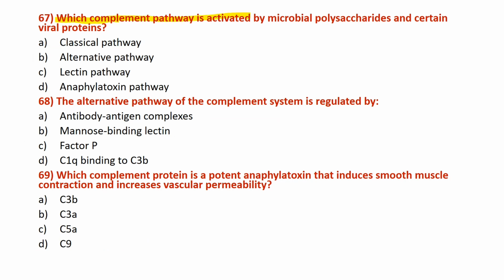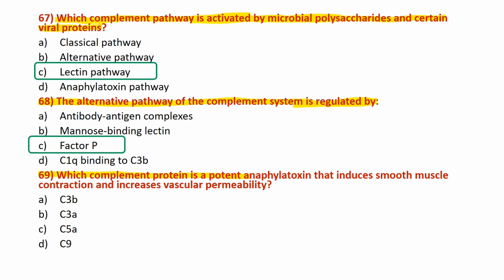Which complement pathway is activated by microbial polysaccharides and certain viral proteins? And the right answer is the lectin pathway, which is also known as the MBL pathway. The alternative pathway of the complement system is regulated by, and the right answer is factor P. Due to factor P, the alternative pathway is also known as the properdin pathway.